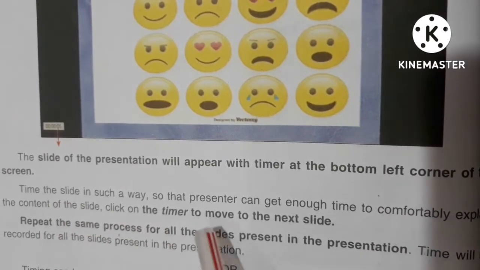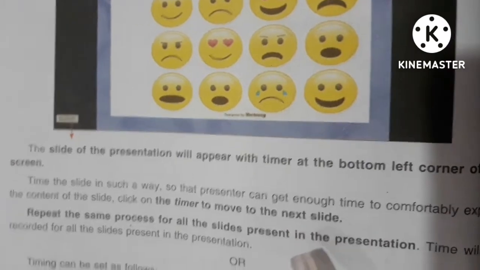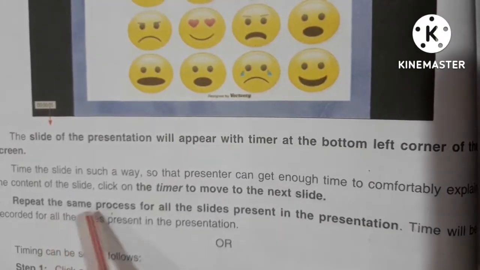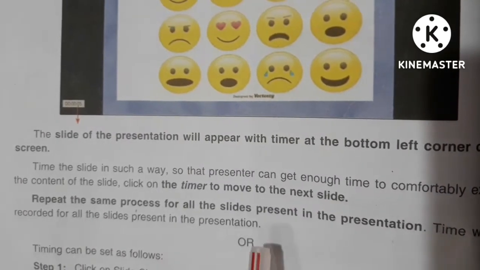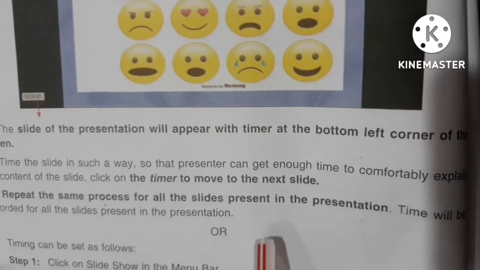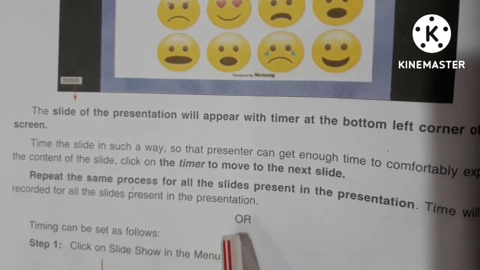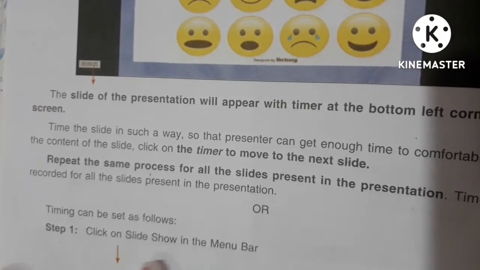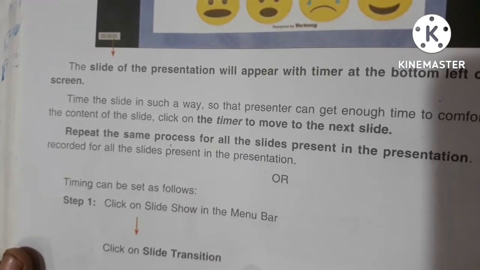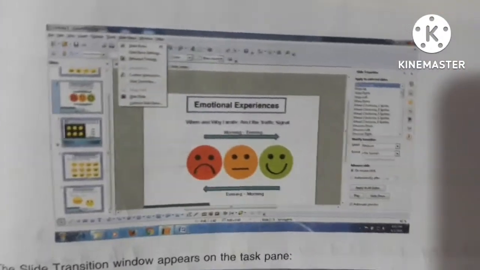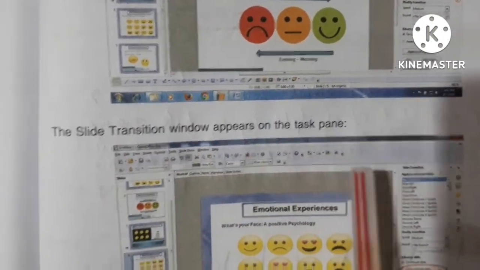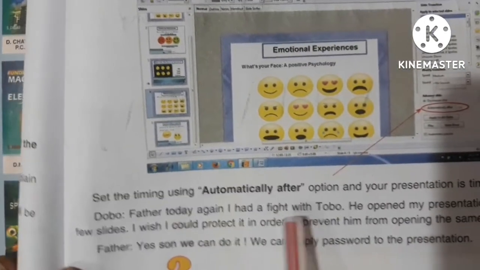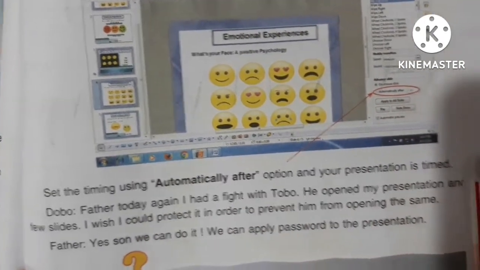Time the slide in such a way that the presenter can get enough time to comfortably explain the content of the slide. Click on the timer to move to the next slide. Repeat the same process for all the slides present in the presentation. Time will be recorded for all the slides, or timing can be set as follows. Click on Slide Show on the menu bar. Click on Slide Transition. The slide transition window appears on the task pane. Set the time using the Automatically after option and your presentation is timed.